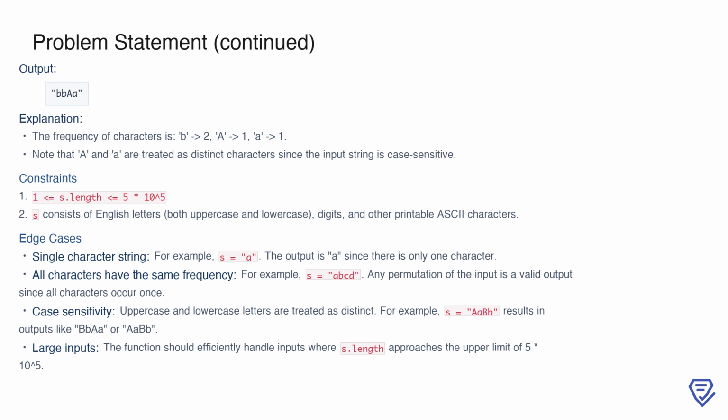For edge cases, consider a string with only one character, such as S equals A, the output would simply be A. If all characters have the same frequency, like in S equals ABCD, any permutation of the input string is a valid output since all characters occur exactly once. Lastly, remember that the function must account for case sensitivity, treating uppercase and lowercase letters as distinct, and it should efficiently handle large strings near the upper constraint of 500,000 characters.